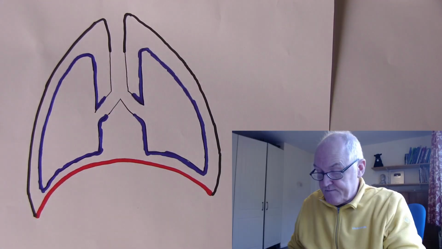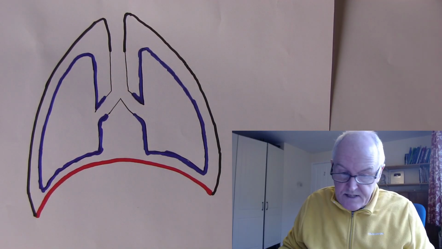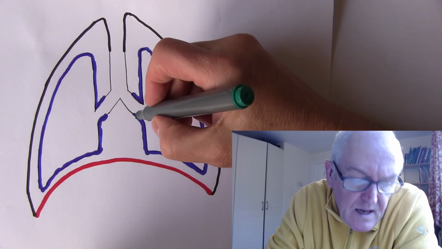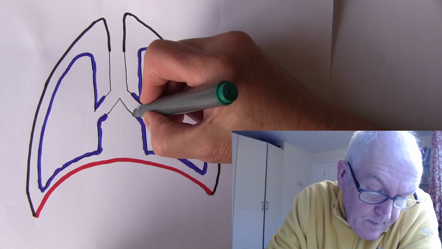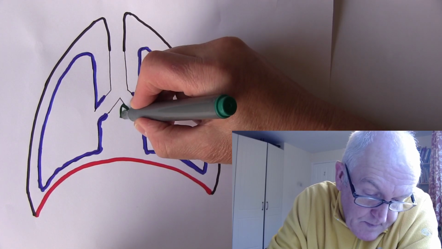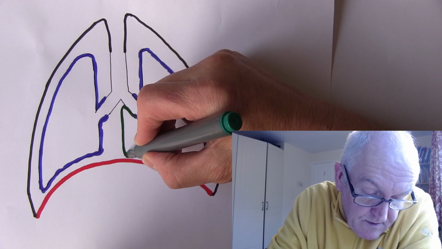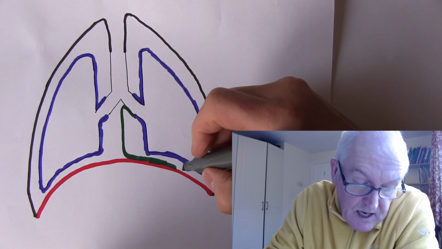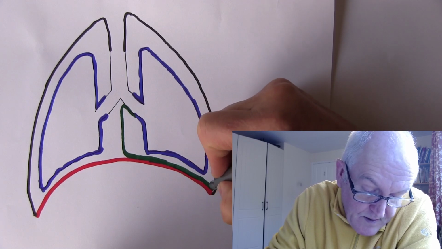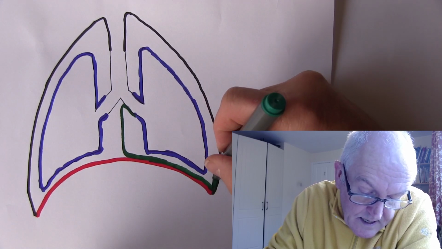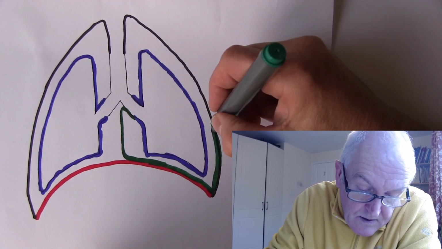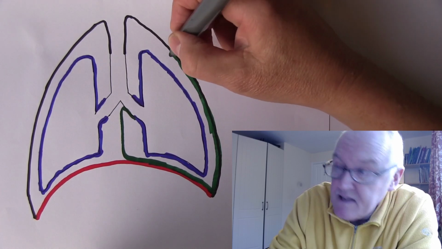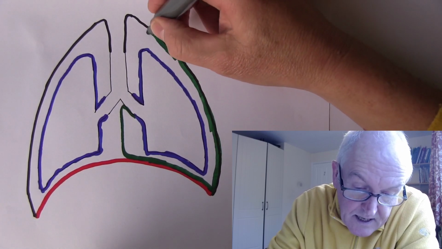Now, what happens here is this pleural membrane doesn't stop there, it just carries on, and it reflects back on itself, like this. It goes round and lines the superior surface of the diaphragm, and then it lines the inner surface of the thoracic chest wall like this. So it's lining the inner surface like this.